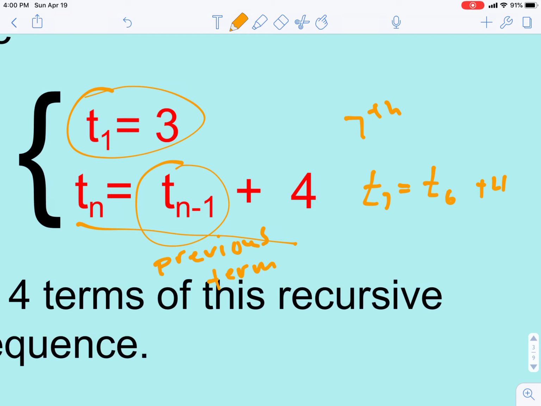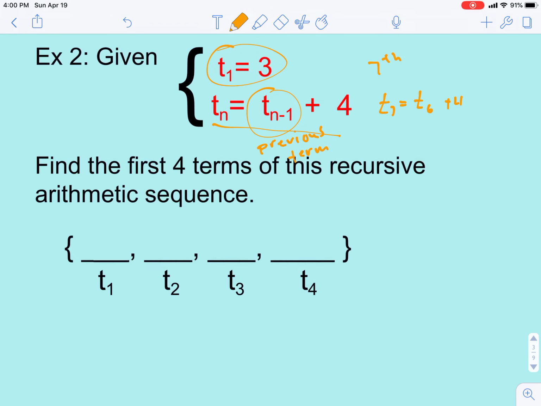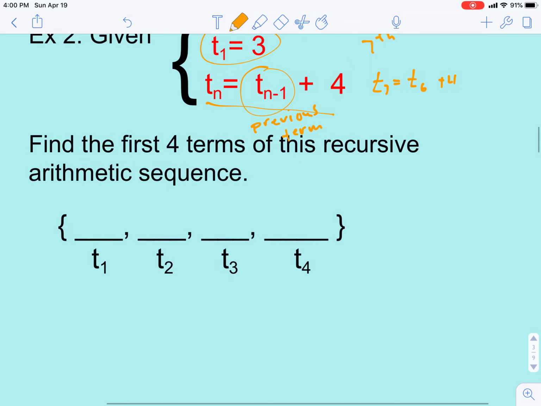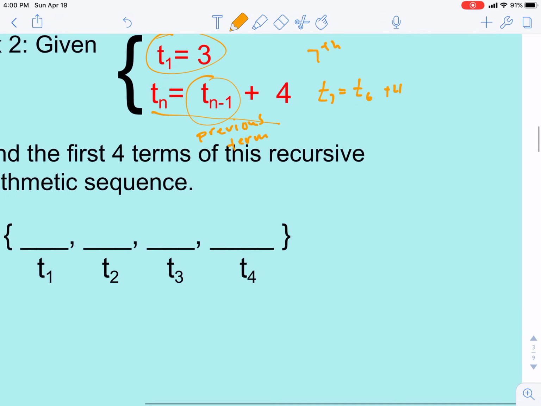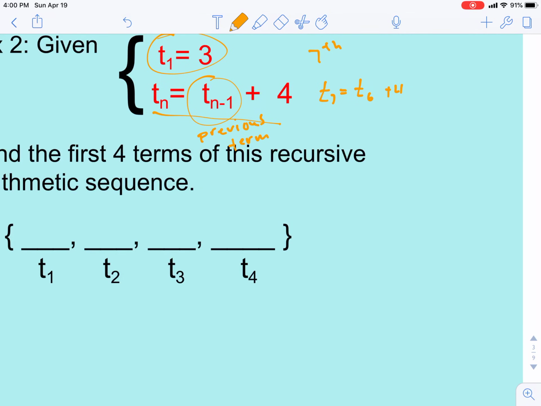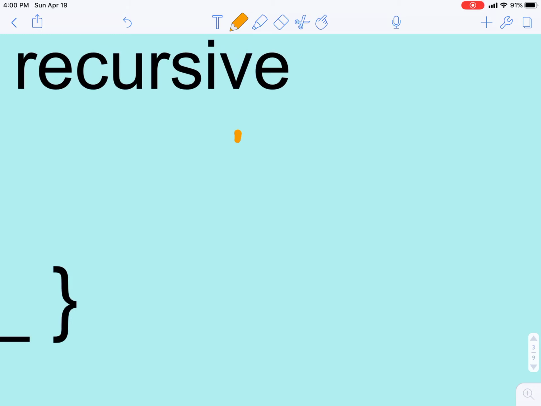I get it. The symbols look weird. Again, just n minus 1 is the previous term. So if we're looking again for the 7th term, that previous term would be the 6th term. So we have to find out the first 4 terms of this. I'm just going to write it out the long way, again, to help explain a little bit. But the first term we know is 3.